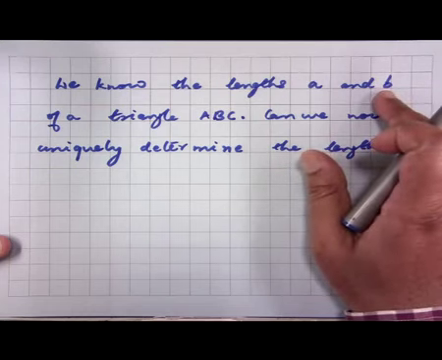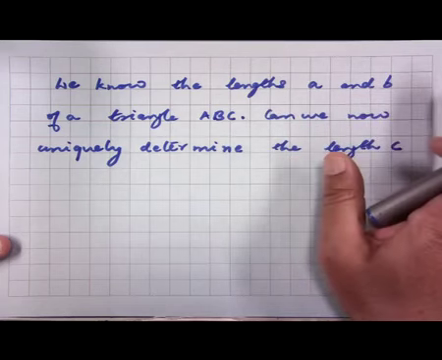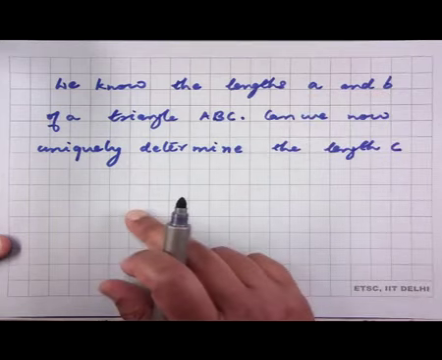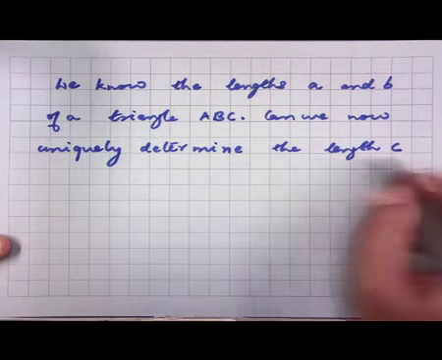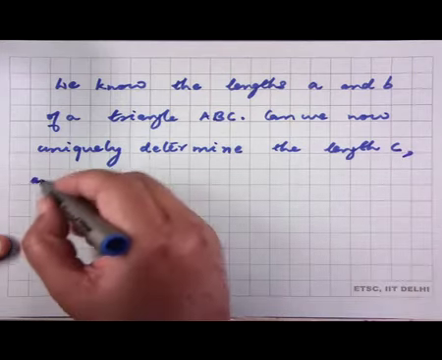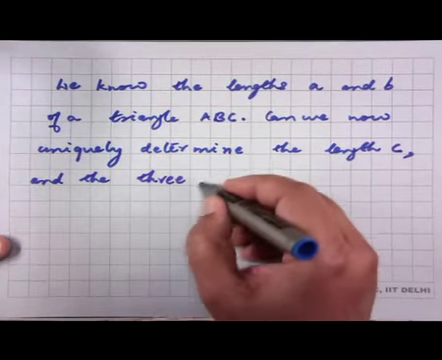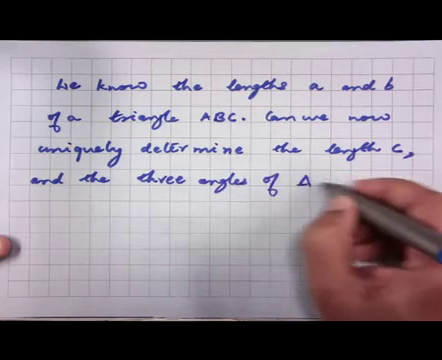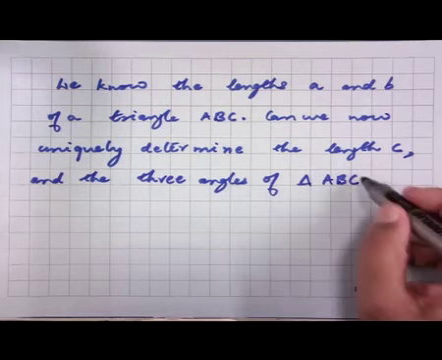is the length of the side opposite to angle B. So, those two are known, and then the question is whether just by knowing them can we uniquely determine the remaining 4 parameters. So, the remaining 4 are basically the length C and the 3 angles of triangle ABC. So, that is the question.